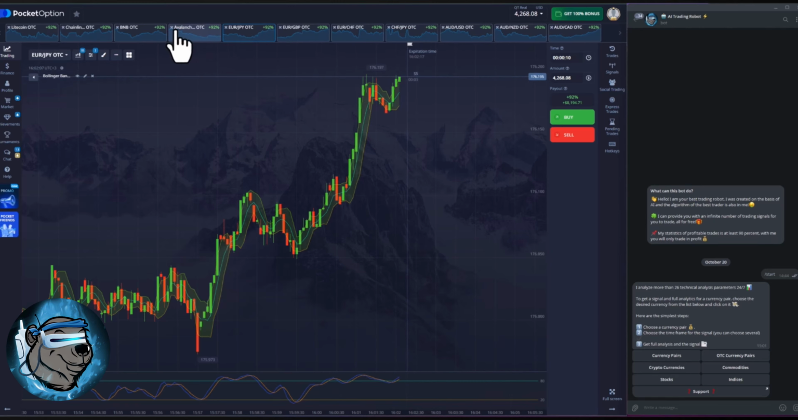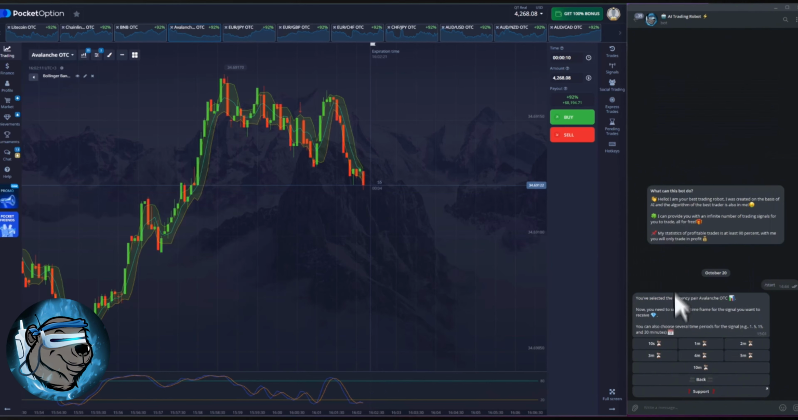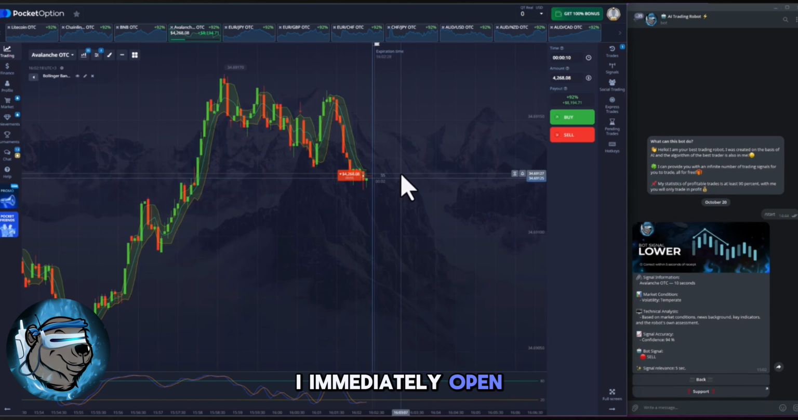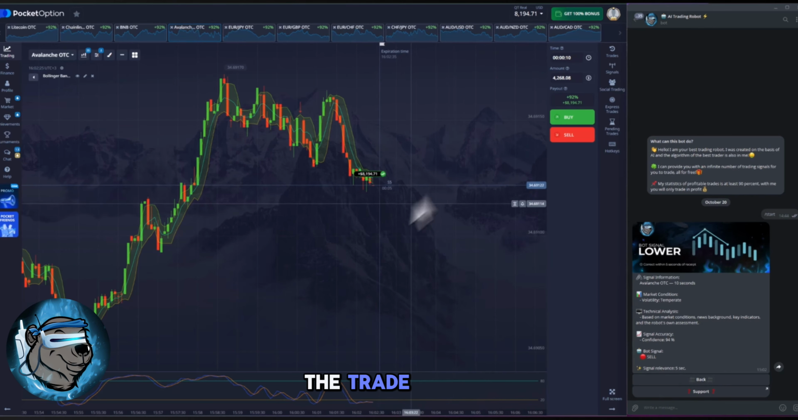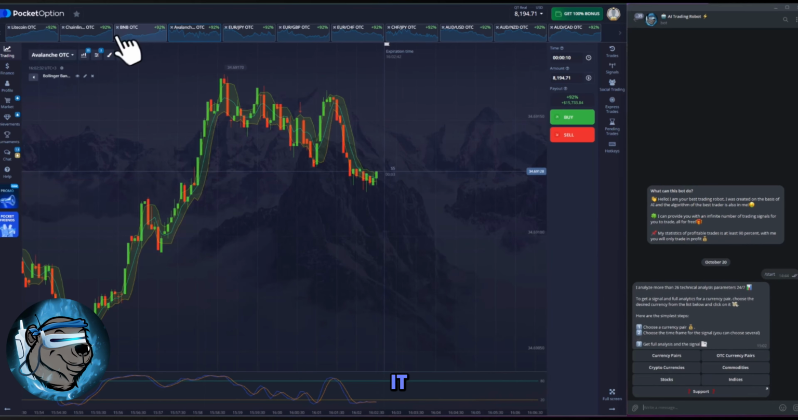Next asset. We select this crypto asset on the trading instrument. I request a signal for 10 seconds. The signal tells me that I need to sell here. I immediately open a sell trade since the signal is only accurate for 5 seconds after it is published. The trade closes in profit. Now we can move on to the next crypto asset. I find it.